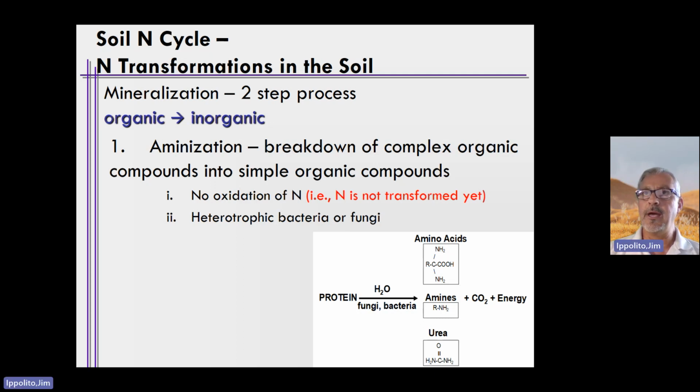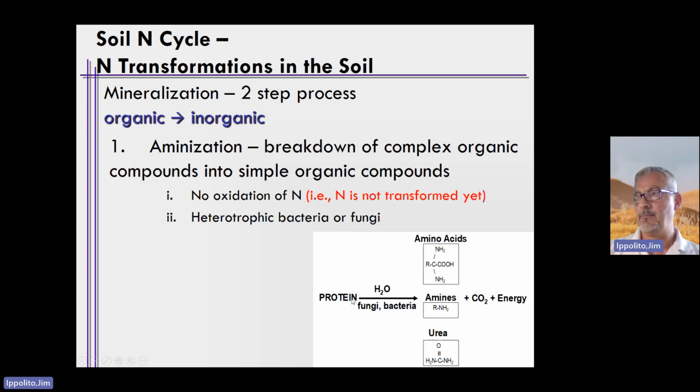Aminization is simply the breakdown of complex organic compounds into simpler or smaller organic compounds. And so when this occurs, there's no oxidation of nitrogen, meaning nitrogen is not cleaved and removed from the organic compound itself. It's not transformed yet. It's simply taking large compounds and breaking them down into smaller compounds that can eventually be degraded and release nitrogen as ammonium over time. So the first step is aminization, and this is performed by heterotrophic bacteria or fungi.